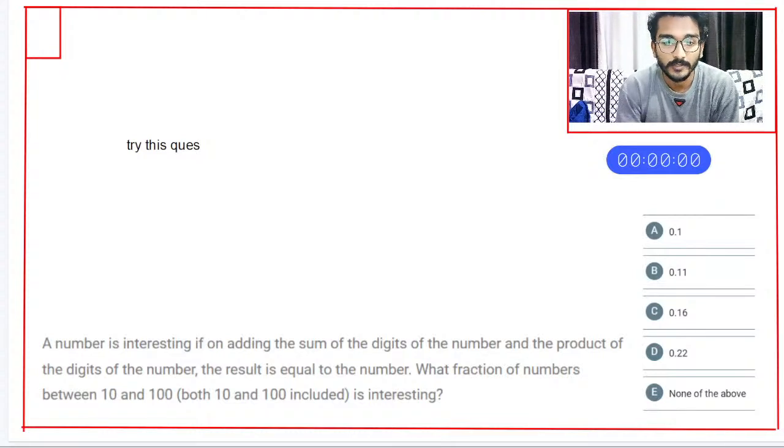So the condition is given to you. Tell me what is the answer: 0.1, 0.11, 0.16, 0.22 or none of the above. I'm giving you some more time for this question. This question can be solved.